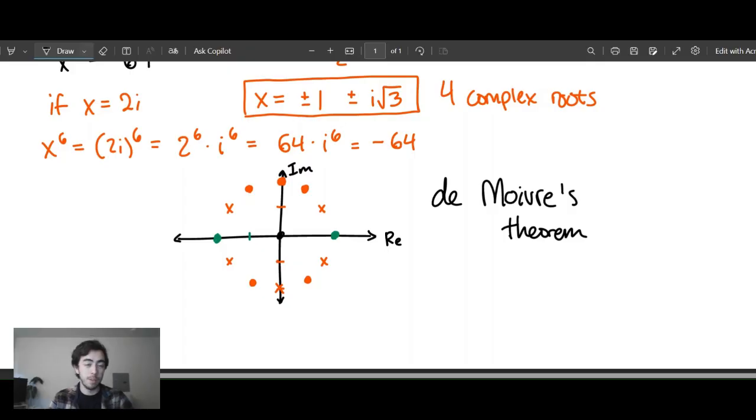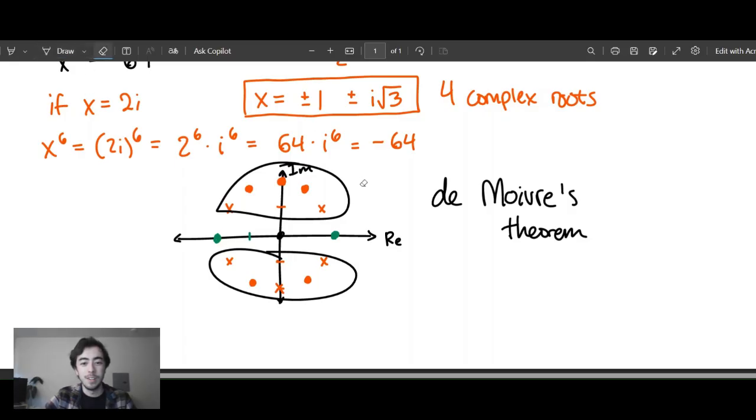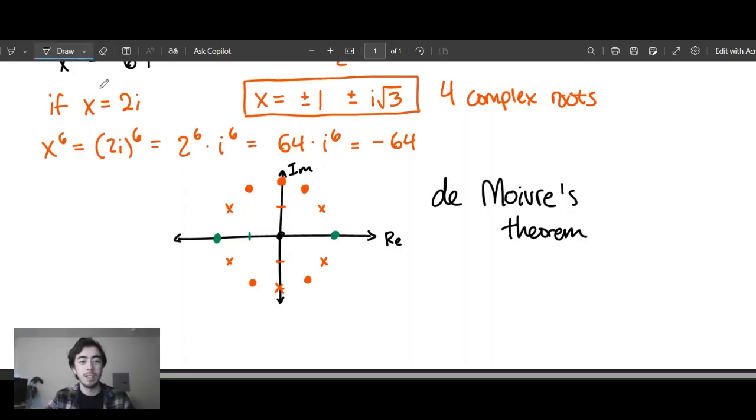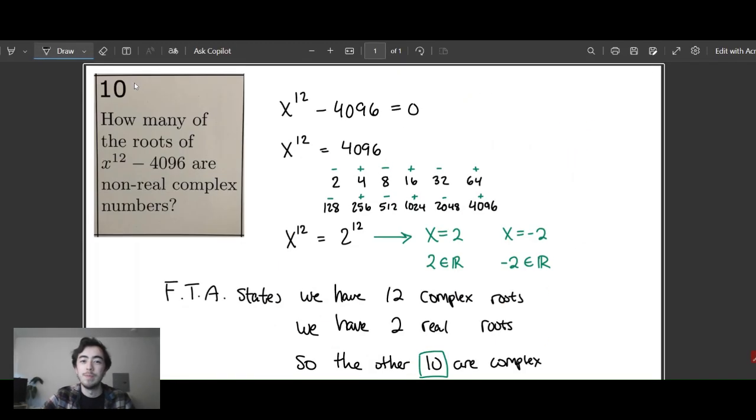So we found all 12 complex roots. We know 2 of them are purely real, and so 10 are going to have non-real components. And so the 10 orange little markings right here represent the 10 solutions. And those are the 10 that count up to this 10 right here.